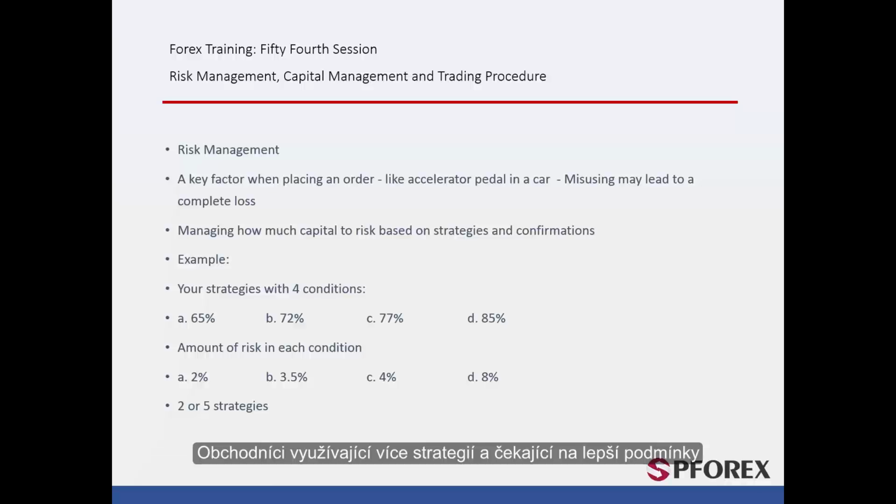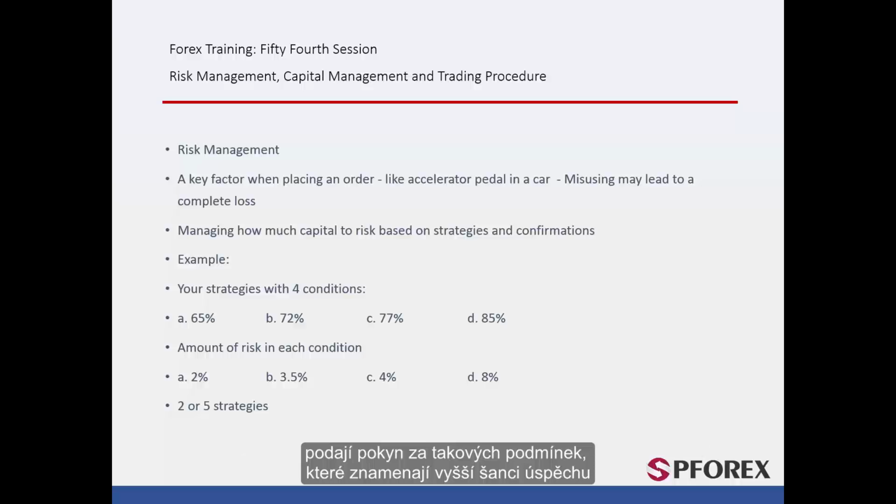Traders who utilize more strategies and wait for better conditions would place an order in a condition which represents a higher possibility of success. Thus, loss possibility is considerably decreased. Despite fewer trades, these traders can derive more profit from their orders.